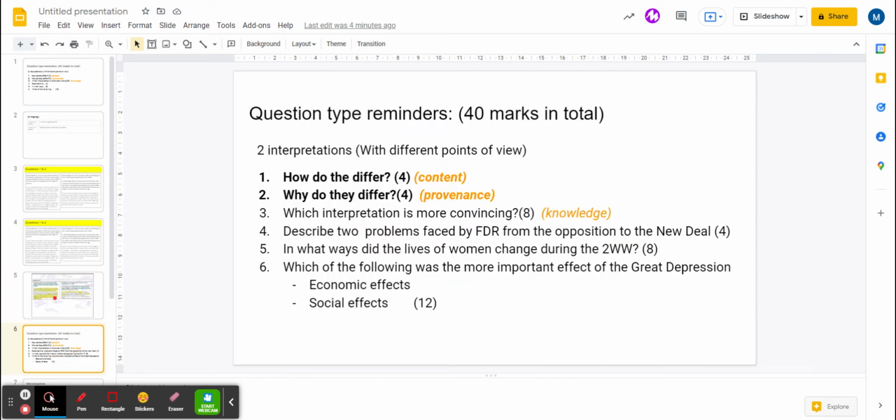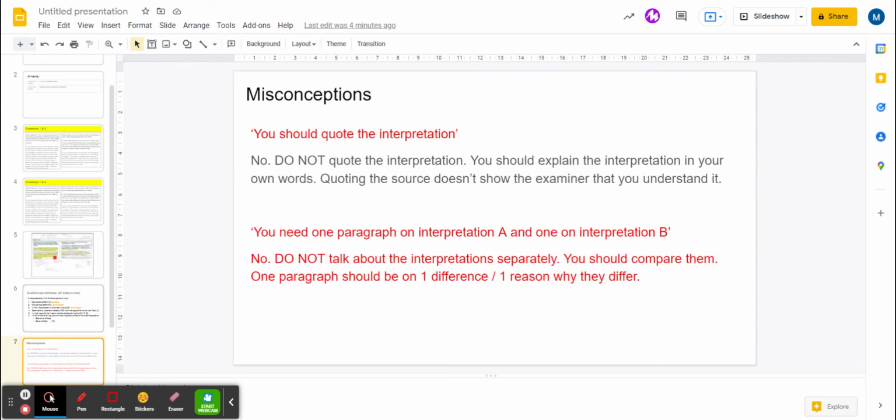So, all we need to talk about for this is what the sources are saying. So, what are they saying and how is that different? Some misconceptions with this question is that you should quote the interpretation. Well, you do definitely not want to quote the interpretation. You should explain it in your own words. If you just quote the source, it doesn't show the examiner that you fully understand it. So you should be paraphrasing it and writing it in your own words.